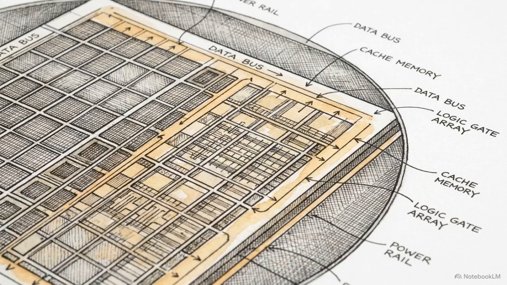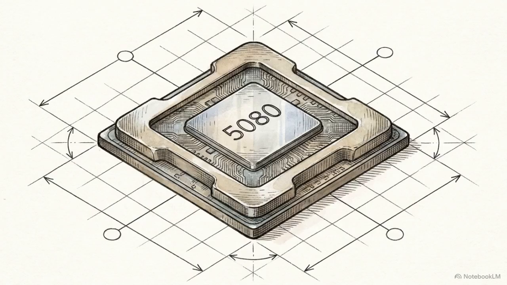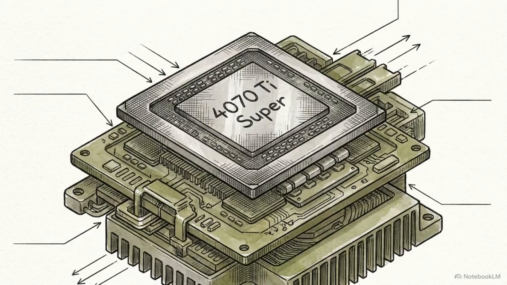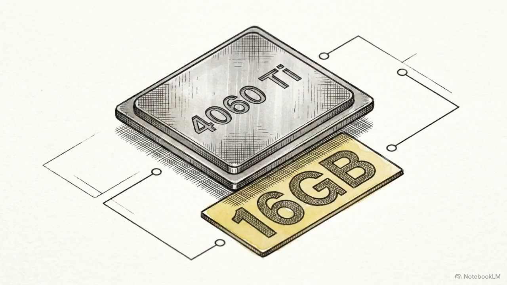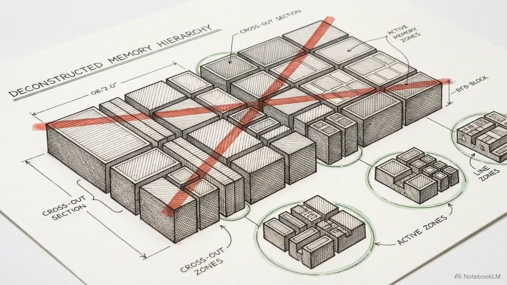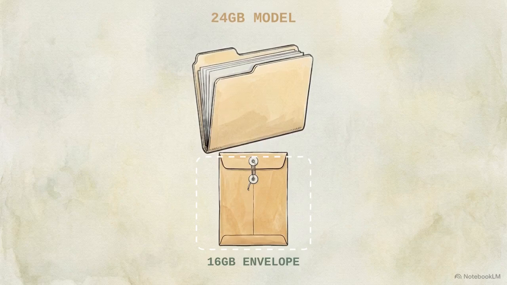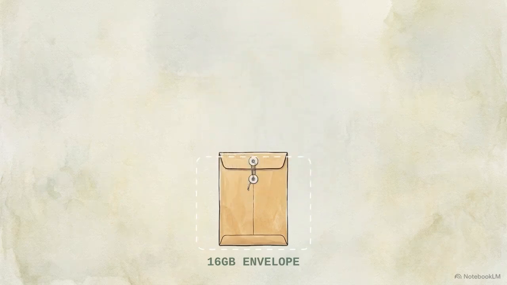We are looking at a precise band of silicon: the RTX 5080, the RTX 4080, the 4070 Ti Super, and the 16 gigabyte 4060 Ti. Models requiring 24 gigabytes to run, even after aggressive community quantization, are excluded from this workflow. If a model does not fit the 16 gigabyte envelope cleanly, it is discarded.